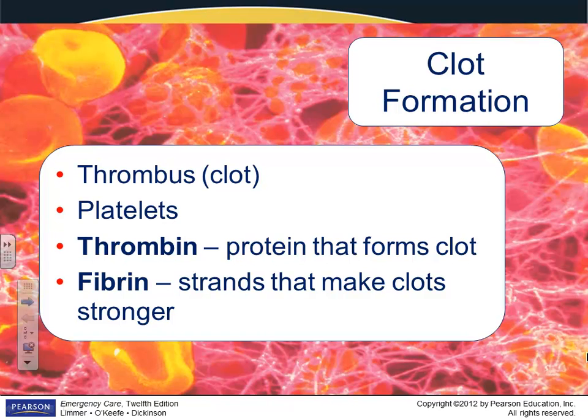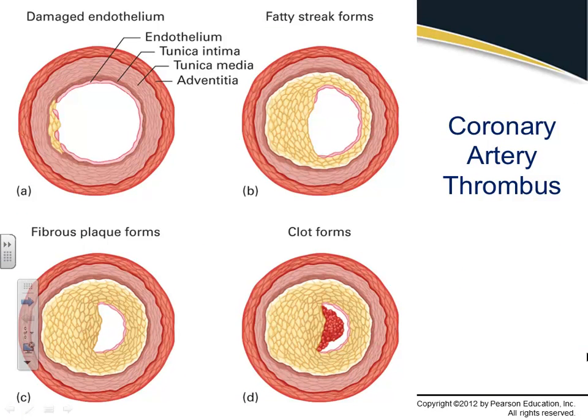Well, fibrin are little strands that go together to help the clot remain and get stronger. And this is important because of some other vocabulary that we're going to get to. Just some pictures here about the way a thrombus is created.